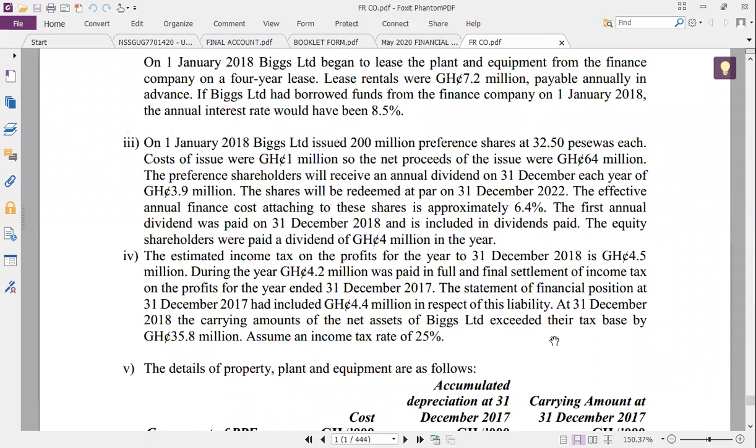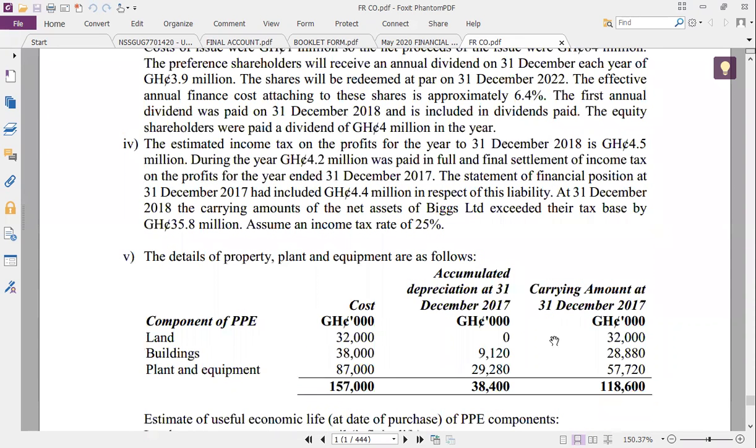Now the next item. They are saying that at 31st December 2018, the carrying amount of net assets of BIX Limited exceeds their tax base by 35.8 million. Assume an income tax rate of 25%. That's the deferred tax calculation. So you calculate the deferred tax and tell whether it's taxable or deductible, whether it be a non-current asset or non-current liability.